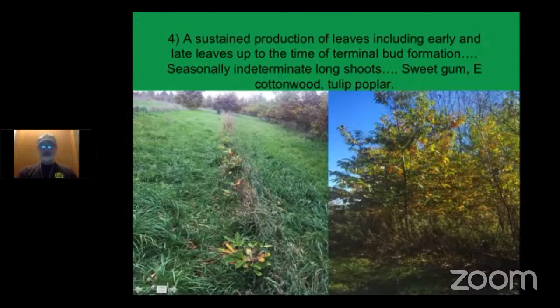And the chestnuts just kept growing. And sweet gum will do that, cotton will do it, tulip poplar. Apples will do that to a certain extent, but usually not on older wood. I've only seen that really a lot on the younger wood, that it just keeps going.